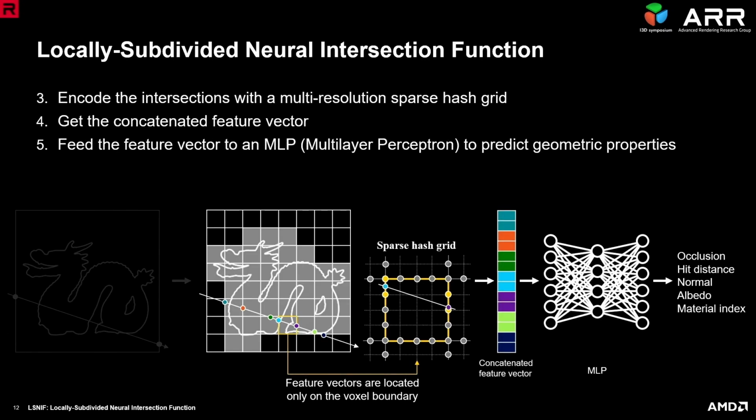Then we encode these hit points with a multi-resolution sparse hash grid, where feature vectors are located only on the box cell boundary. I will explain this specialized grid encoder later. But thanks to this voxelization methodology, different rays can be encoded into different features using only a single 3D grid. And we concatenate the feature vectors from each hit point and feed them to the MLP as input, to predict the geometric properties for the ray.